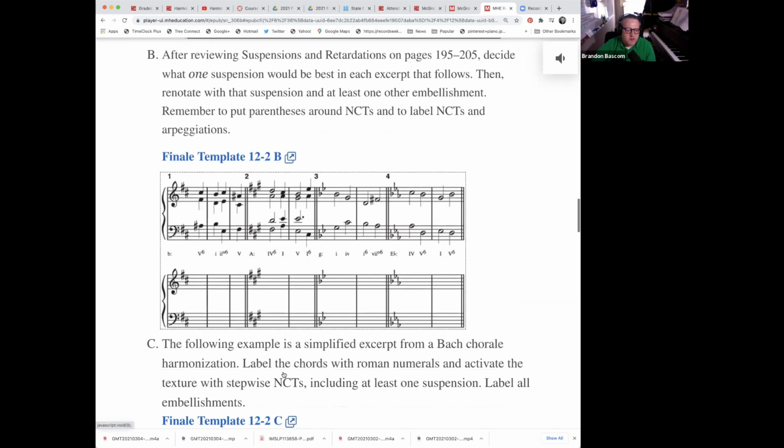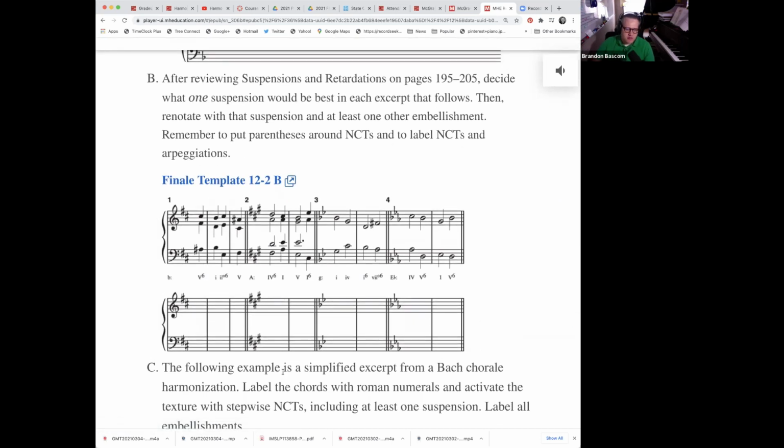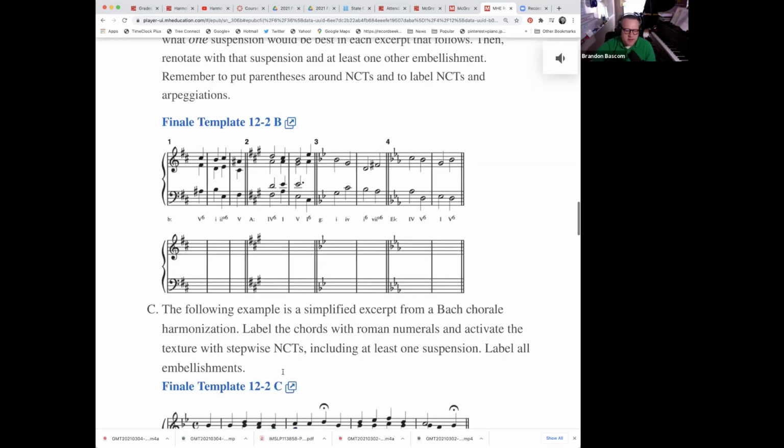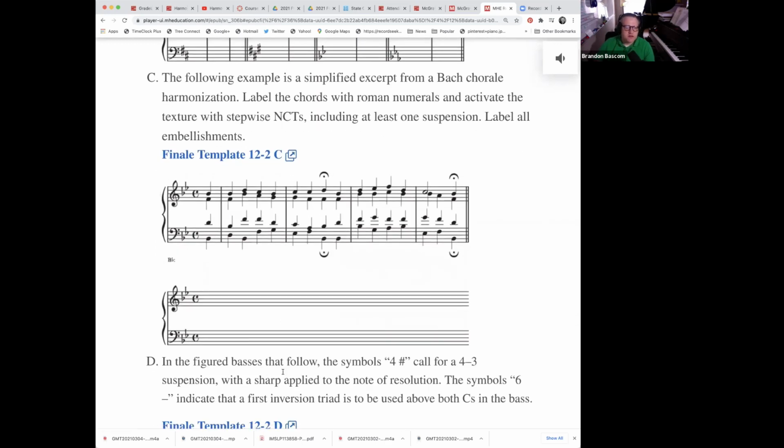So this B is what we were just doing. Putting in suspensions and retardations. And at least one other embellishment, like a passing tone or a neighbor tone. So that doesn't look too terrible, does it? All right, part C is not bad either. We're just labeling non-chord tones. Well, this is a simplified version, so they want us to embellish it with some non-chord tones.